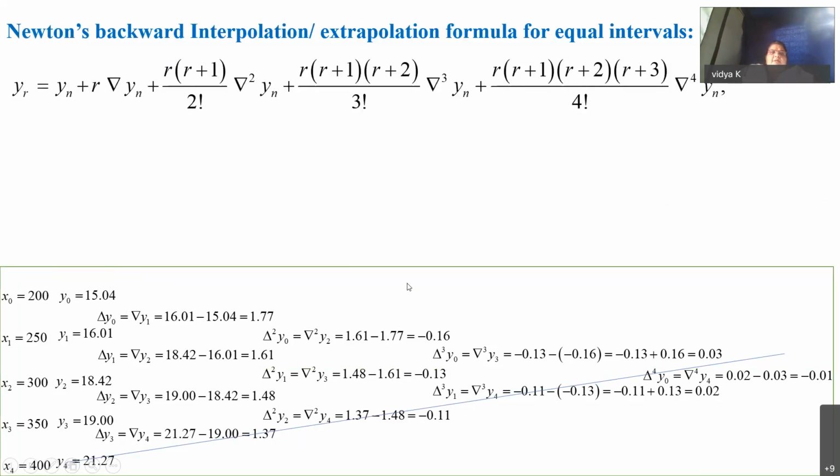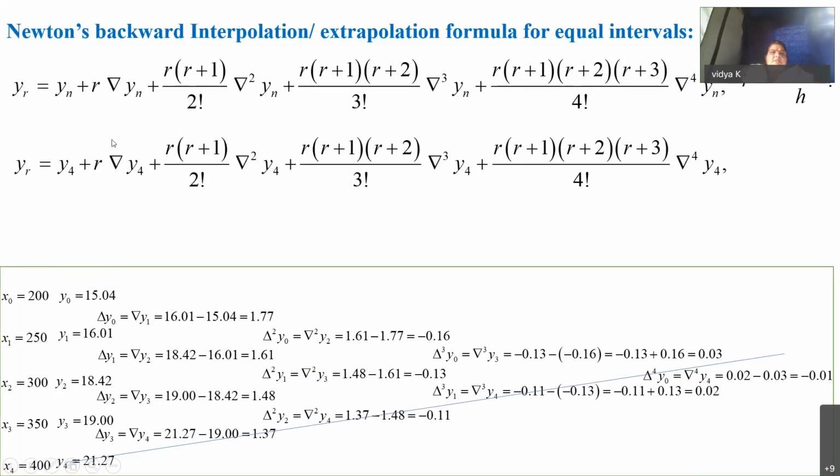So substitute that. What is it? yn becomes y4 here. The last value yn is y4, plus r into nabla yn, which is nabla y4. Then r into r plus 1 by 2 factorial nabla square y4, nabla cube y4, up to nabla to the power 4 y4 you should write. Here it is plus, and so on. You write up to where it exists.